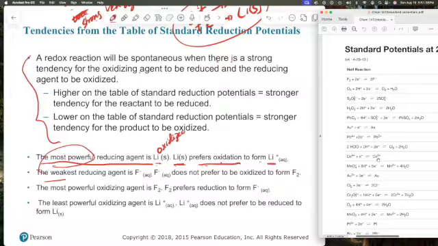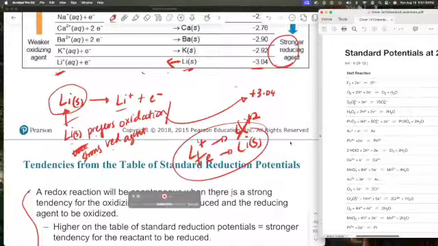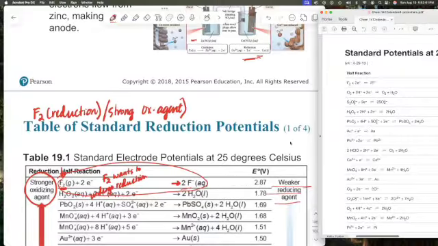And then the weakest reducing agent is fluoride. And fluoride does not prefer to be oxidized to form F2. The most powerful oxidizing agent is F2. F2 prefers reduction to form F minus. So let's go back to this part here so we can see. Okay. So the reactant that we're focusing on here is F2 forming F minus, and that is reduction.